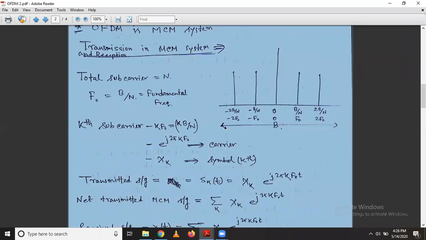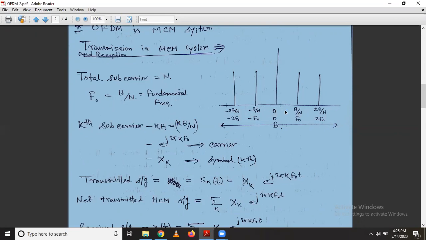Okay. Total bandwidth, again, it is B. N is the total number of subcarriers or subbands. Now this is 0, this is B by N, this is 2B by N. Okay, this is the negative side of frequency.